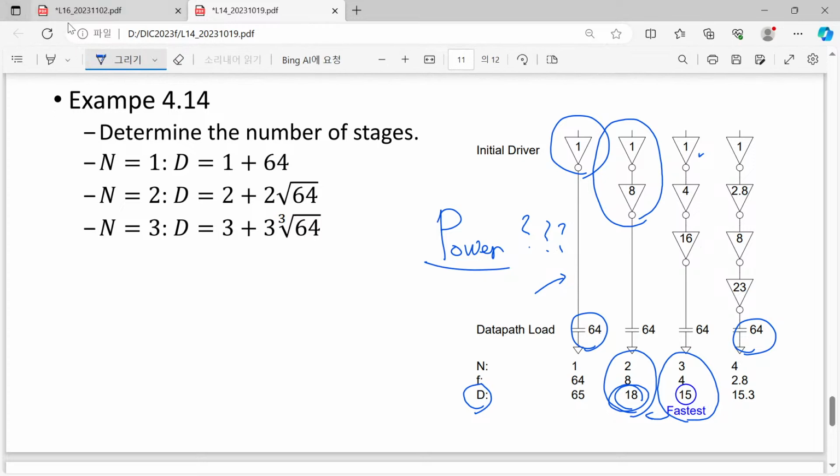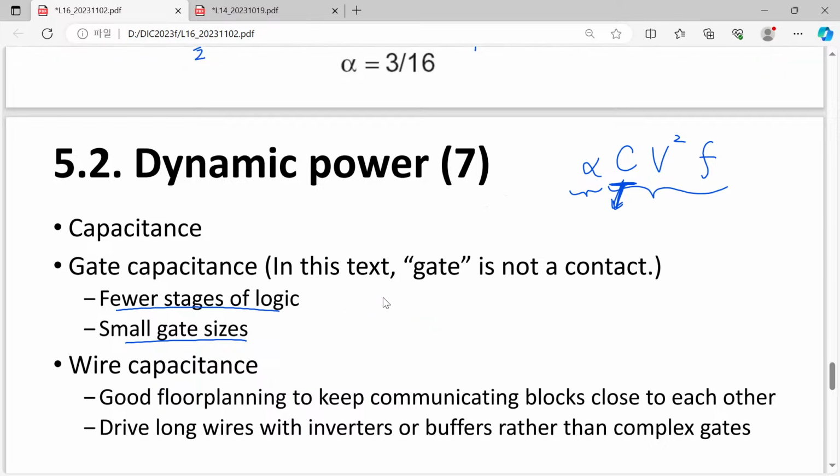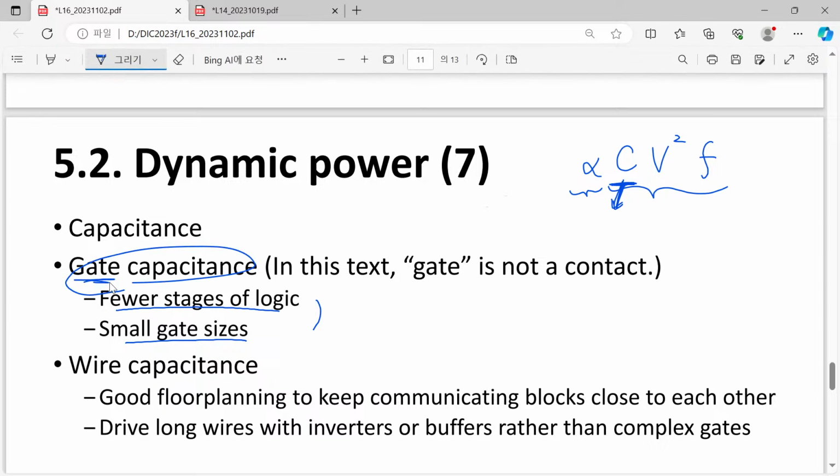So simply speaking, since the way to reduce the switching power is using fewer stages of logic and smaller gate sizes, if you have a non-critical path for your performance, then you can sacrifice the speed a little bit and you can greatly improve the power efficiency. That is gate capacitance. Here gate means your transistor.